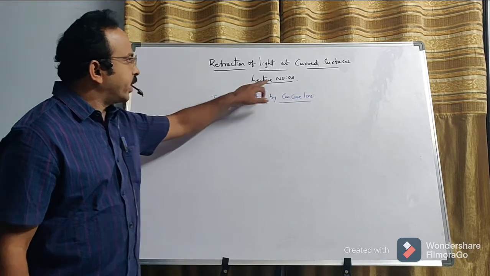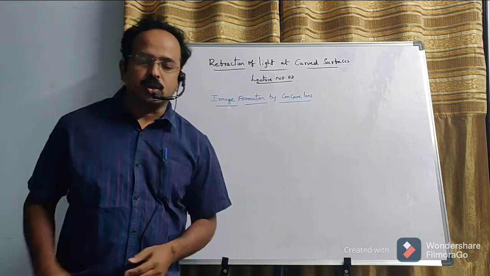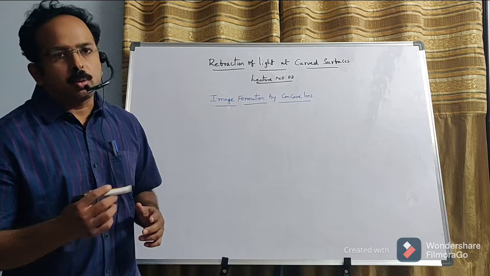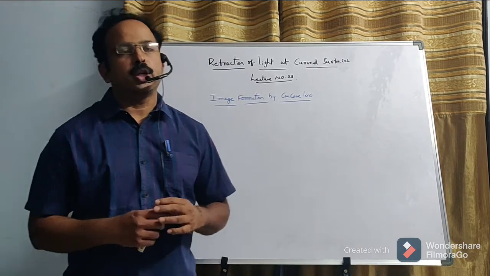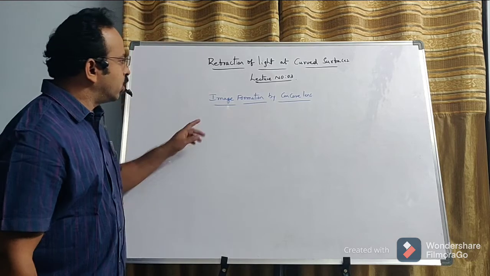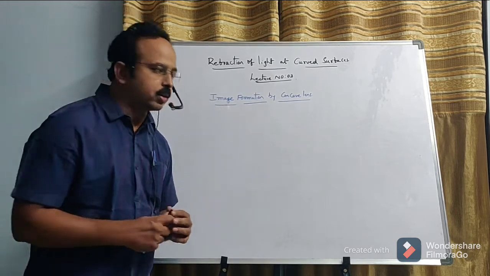So this is the refraction of light at curved surfaces, lecture number 3. In the previous classes we discussed image formation and drawing of ray diagrams using a convex lens. Today, in lecture number 3, we will discuss image formation by a concave lens.